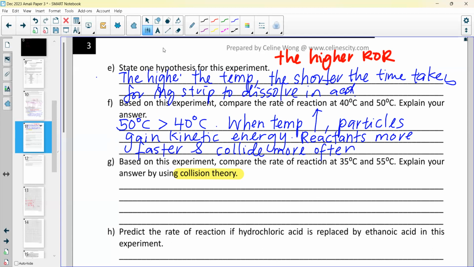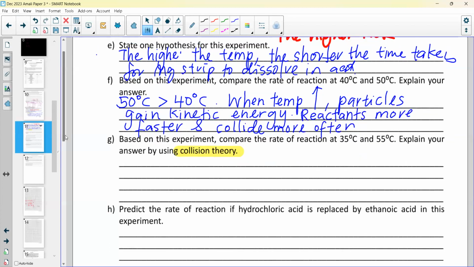If you keep up the same one, you're happy. What happens if the exam gives a different experiment? You won't die, you can still do it, as long as the question is about rate of reaction and is similar. Now, based on this experiment, compare the rate of reactions at 35 and 55. Explain your answer based on collision theory. Let's say the question came out on collision theory. How to answer, Wenze?